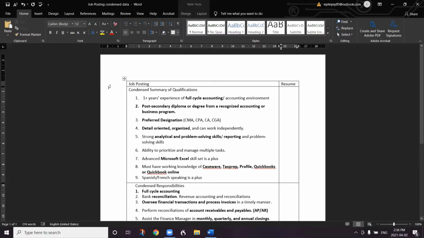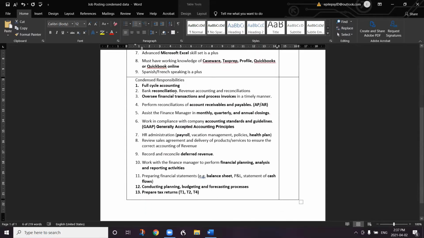And through the power of movie magic, we have been able to condense this list in no time at all. So here is your condensed list. As you can see here, we've got very similar stuff. So we've got experience in an accounting environment. We've got a post-secondary diploma or degree from a recognized business program. Multiple of them asked for professional designations. That's here. And then we have some soft skills as well. And then we have some software and some communication skills.